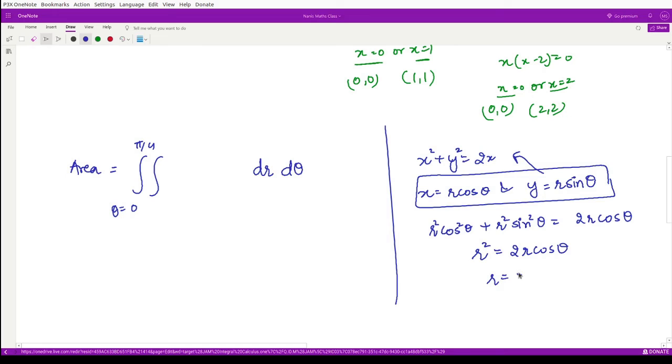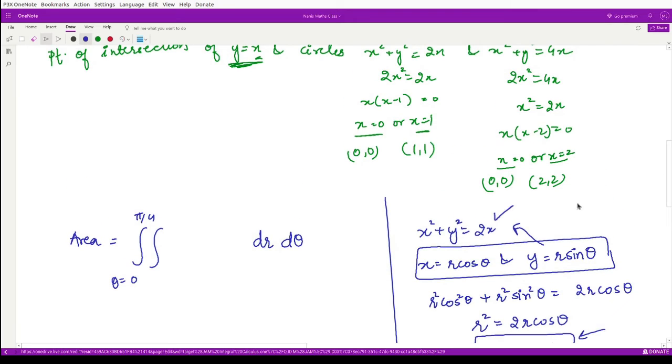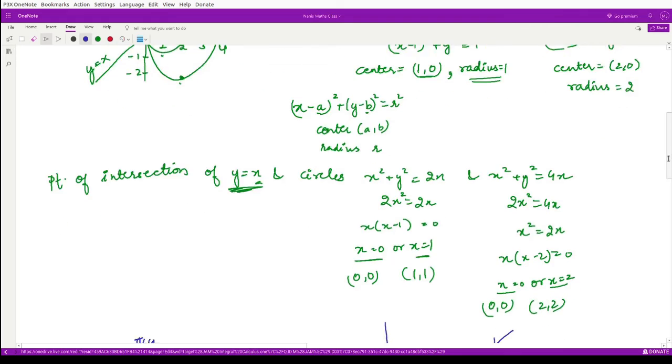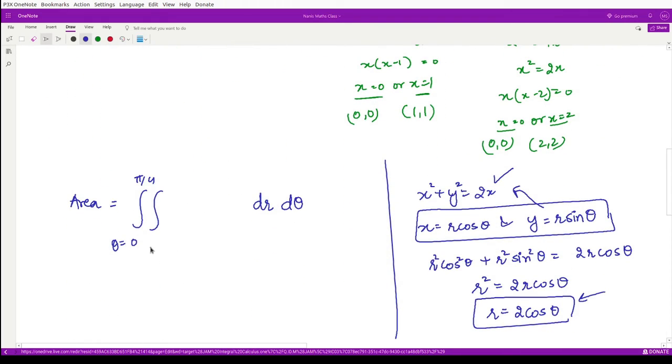So from here you can obtain the value of r as 2 cos theta. So this is the value of r which is obtained for this circle. So that means when this arc reaches this point on this first circle, the value of r is equal to 2 cos theta. So your lower limit here is 2 cos theta.